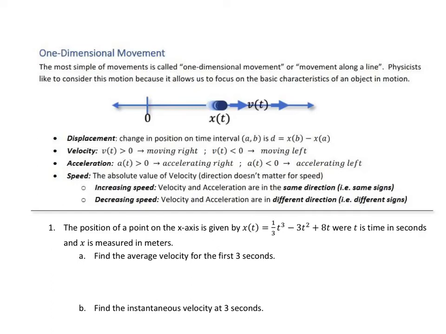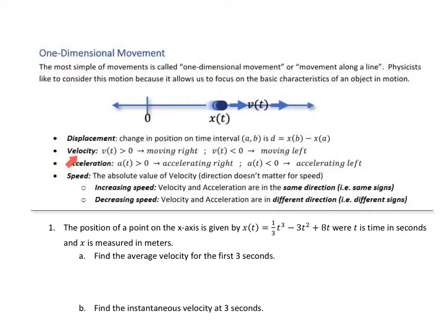One-dimensional movement is movement of a point on a number line, or just a line. So we've got a point that's moving along a line, and we've got a couple of important measurements. We have displacement, which is just the change in position. If this point is at point B over here, and at time A it's over here, the displacement is x of b minus x of a. So x is its position at some particular time.